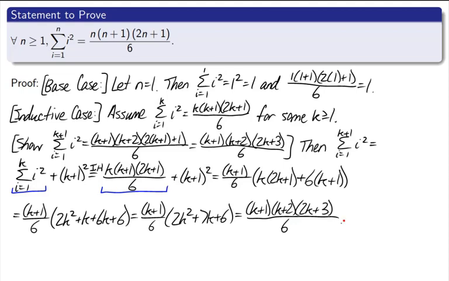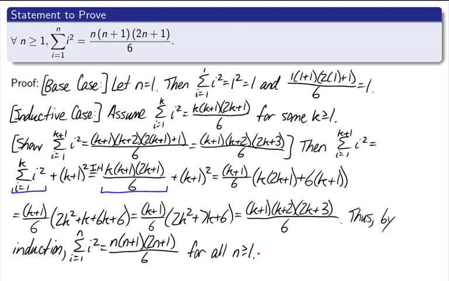Now let's write our summary sentence. Thus, by induction, the summation I equals 1 to n of I squared is equal to n times n plus 1 times 2n plus 1 over 6 for all n greater than or equal to 1. And that is the end of our proof.